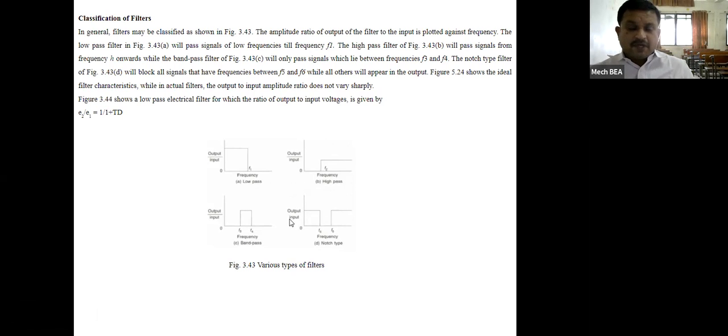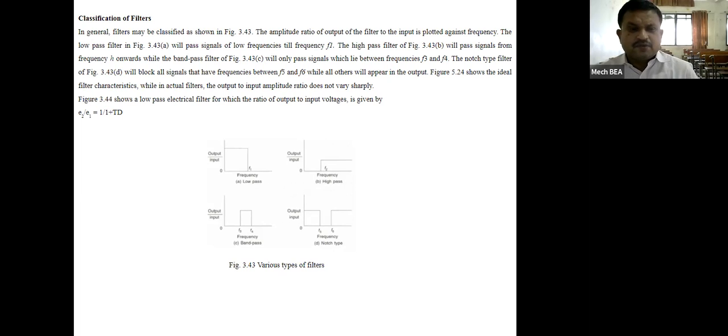The notch type of filter, figure 3.43d, will block all signals that have frequencies between f5 and f6, while all others will appear in the output. Figure 3.43 shows the ideal filter characteristics, while in actual filters, the output to input amplitude ratio does not vary sharply.